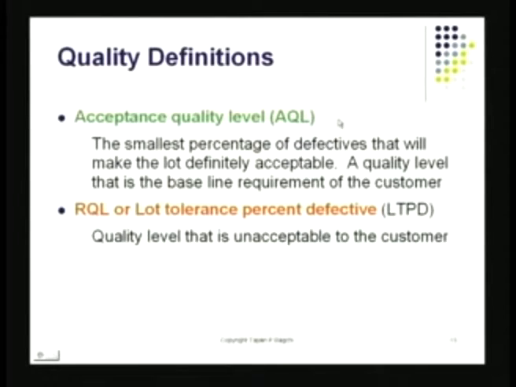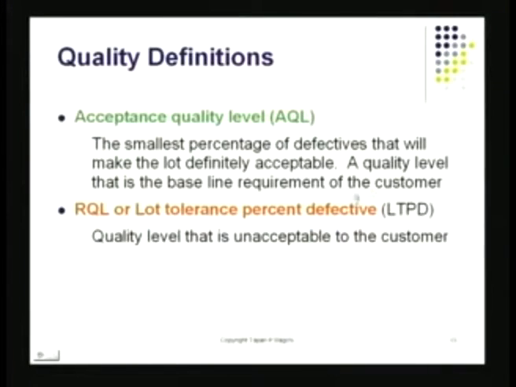Now again, to define these quantities, AQL is the acceptance quality level. It is the smallest percent of defectives that will make the lot definitely acceptable. I can live with the AQL level of defects in the lot in the long term. So basically, this is the baseline requirement for the customer, for the user.